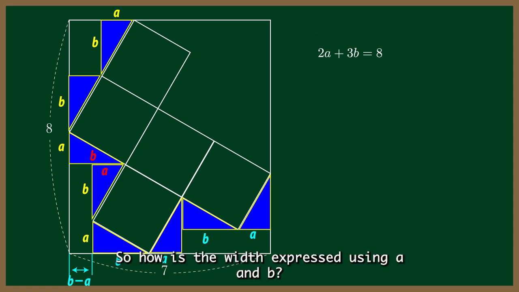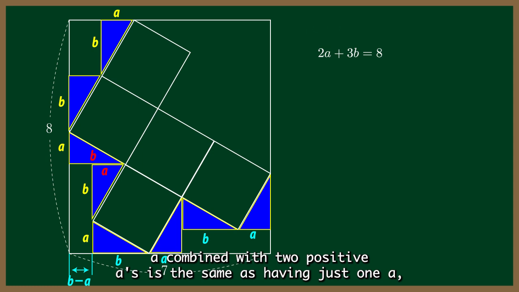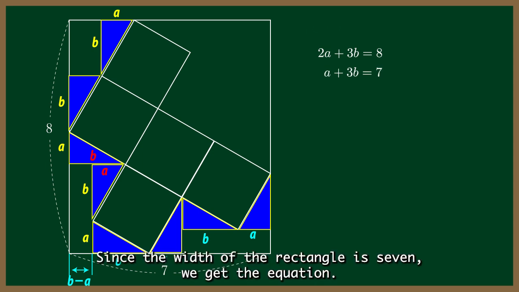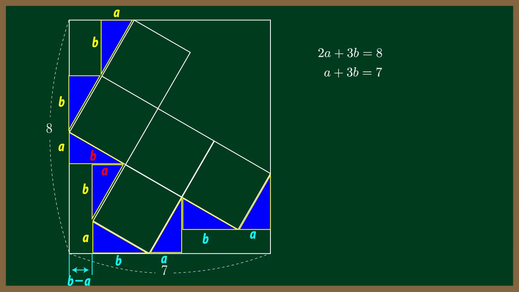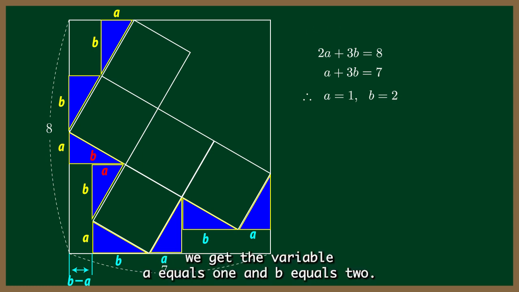So how is the width expressed using A and B? We have 3 B's, 1 negative A, and 2 positive A's. A negative A combined with 2 positive A's is the same as having just 1 A. So the total width becomes A plus 3B. Since the width of the rectangle is 7, we get the equation A plus 3B equals 7. Now, solving the 2 equations we found earlier, we get A equals 1 and B equals 2.